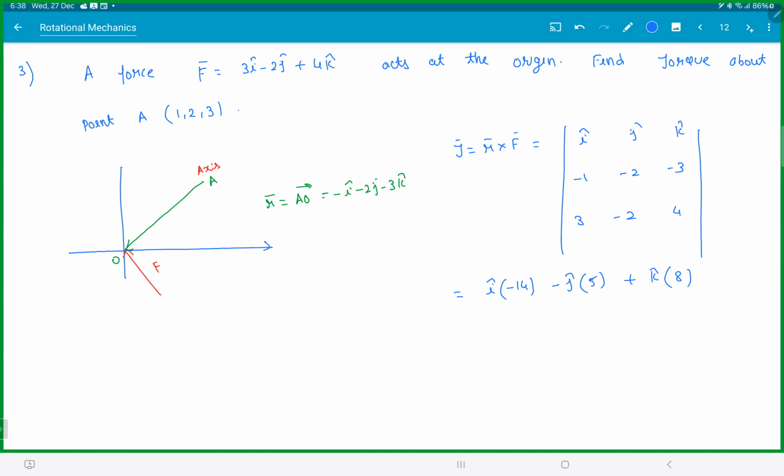People who forgot that minus sign, you'll get an answer in the reverse: 14i plus 5j minus 8k. That will be there in the option. This would be a proper mains level question.